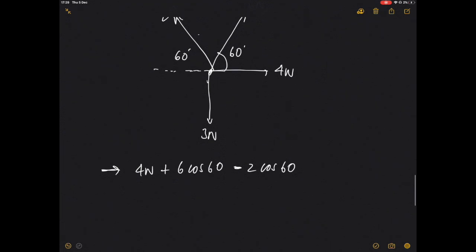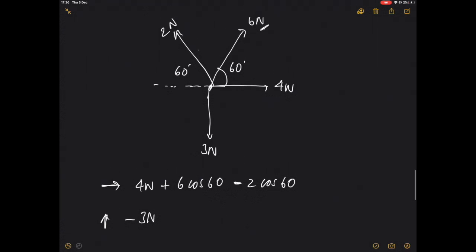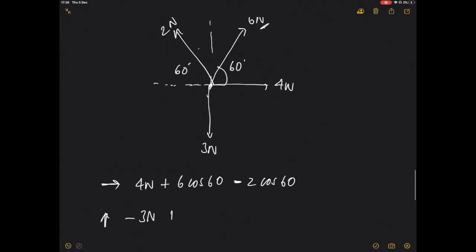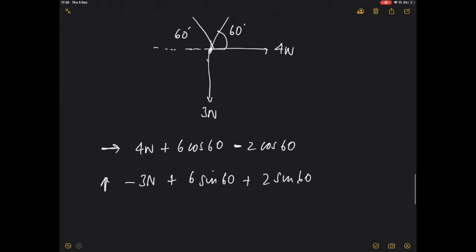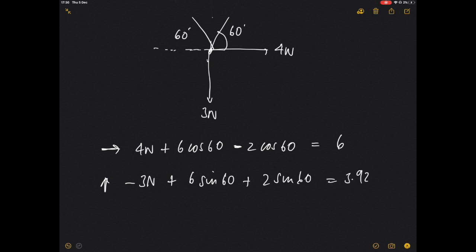It's the cosine. And then in the vertical, we have 3 newtons. This is going down, so maybe we'll keep down as our way of writing this. And then what do we have here? Well, we have 60. These are 90-degree lines. So we could say that would be plus 6 sine 60 plus 2 sine 60, minus 3. Okay, and if we were to add all these up and stick these into the calculator, we would get that the horizontal is equal to 6 newtons, and the vertical would equal 3.928 newtons. So don't forget the units.